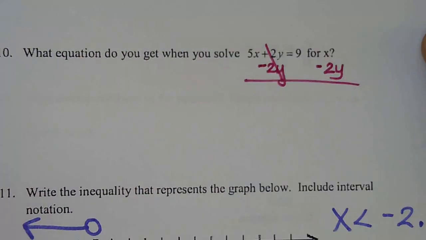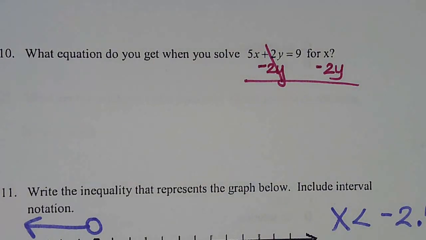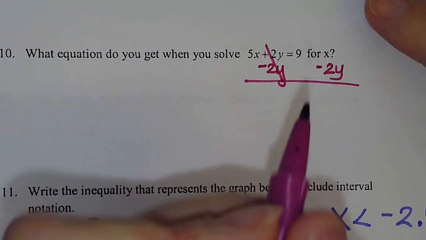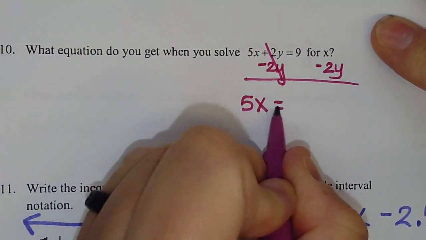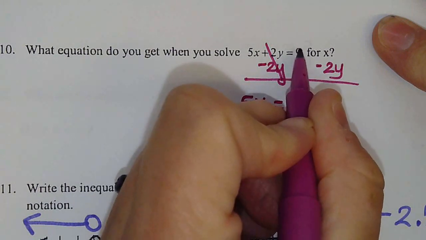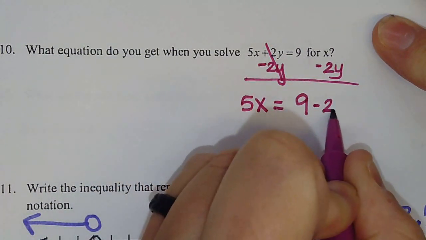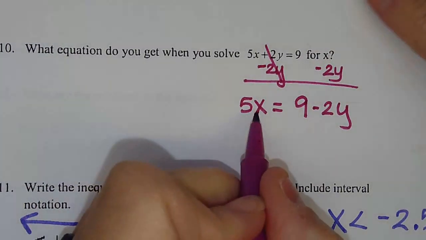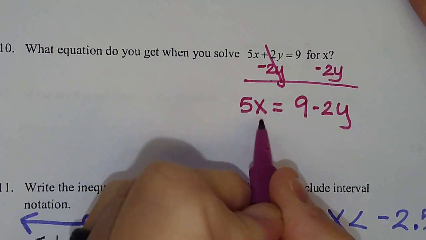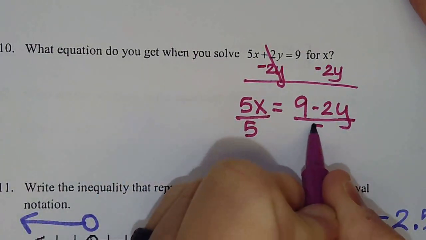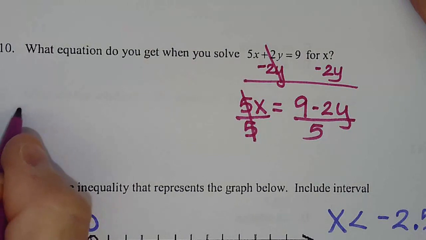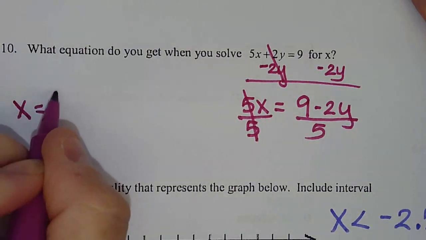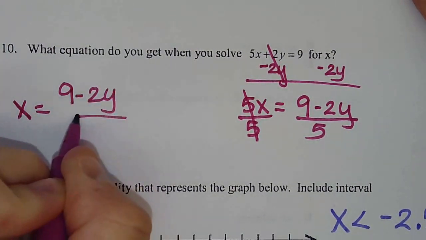And remember, with these literal equations, you don't really get a smaller problem. Sometimes your problems look bigger. So then we have 5x equals. So if we subtracted 2y, you write this as 9 minus 2y. That doesn't give you 7y. They're not like terms, so you can't actually combine them together. And then to get x by itself, this is multiplication going on, so you're going to divide everything by 5. So x is going to equal 9 minus 2y divided by 5.